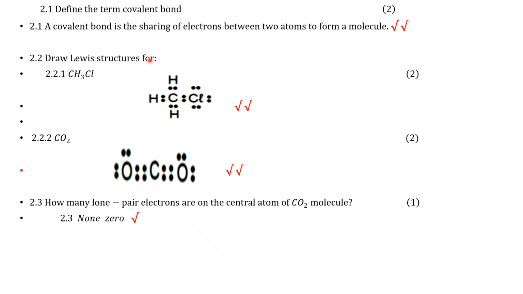Now for the Lewis structure, we need to know how many valence electrons we have. So we have carbon, 3 hydrogens, and we have chlorine. Carbon here is the central atom. Carbon is in group 4 in Roman numerals, so it has 4 valence electrons. Hydrogen is in group 1, so it has 1 valence electron. And chlorine is in group 17 or group 7 in Roman numerals, so it has 7 valence electrons.